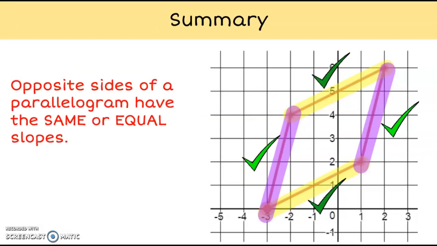So the important idea is that opposite sides of a parallelogram, left and right, top and bottom, would have the same or equal slopes. If one of them is different, it will not be a parallelogram. Now practice this new learning on the activities provided for you.